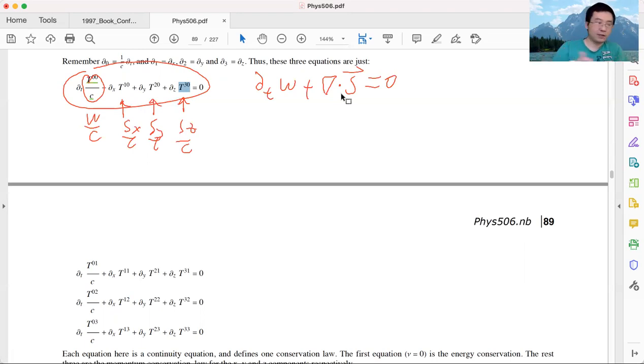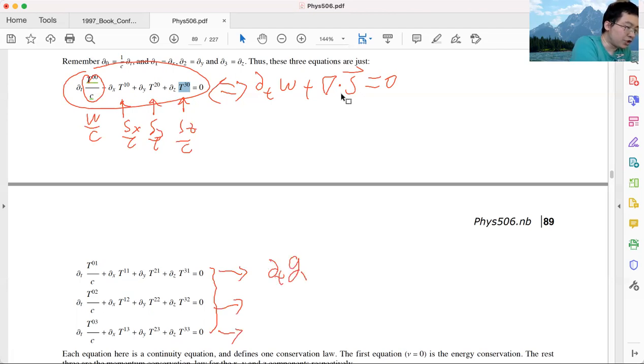Up to the speed of light, this first equation is exactly the energy conservation law we obtained in the previous lecture. And the remaining 3 equations, every single one of them gives me a momentum conservation law. The first one is partial t, gx, the momentum density for the x component, plus divergence of T, x.